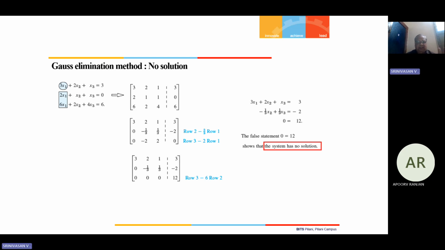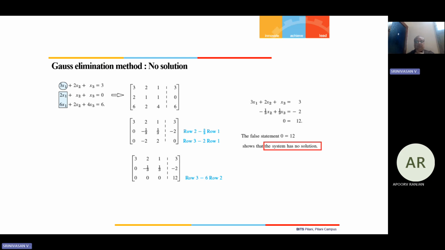Mostly, whenever you are asked to solve by the Gauss elimination method, in general or by partial pivoting, definitely there will be a solution, and that too unique. But sometimes you may end up with infinitely many solutions or no solution also. Only when you do the process will you be able to understand. Here is an example for no solution, which you are able to see yourself at the end.